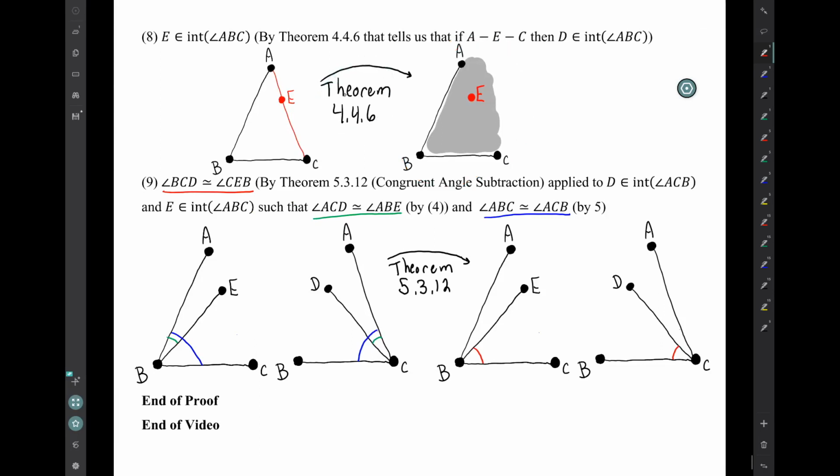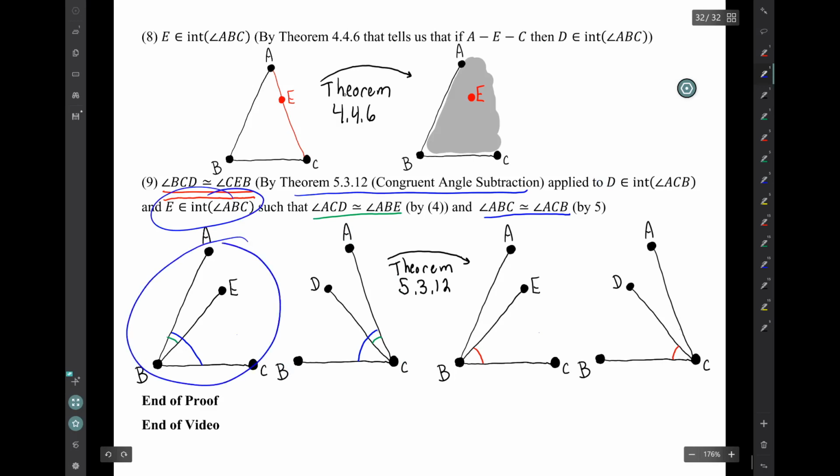So finally, we can prove the thing that we are trying to prove, that this angle BCD is congruent to angle CEB. That's marked in red. How do we prove that? Well, we use that congruent angle subtraction theorem applied to this configuration of points. We have point D known to be in the interior of angle ACB. We have a point E that's known to be in the interior of angle ABC.